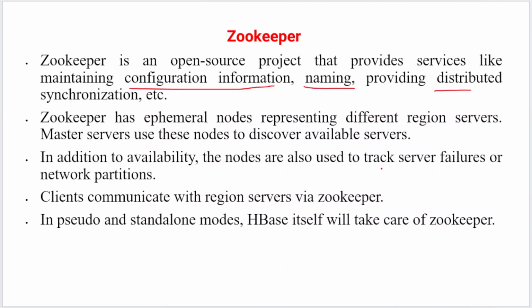And availability is high here. If any failures are there, and if any network partitions are there, all these things will be handled by the ZooKeeper, and the clients communicate with the region servers via the ZooKeeper. Each and every time they are going to take the help of the ZooKeeper, and in the standalone mode, HBase itself will take care of the ZooKeeper. So like this, each and every one is responsible for doing their own tasks, like an HMaster or region server or the ZooKeeper or the client.